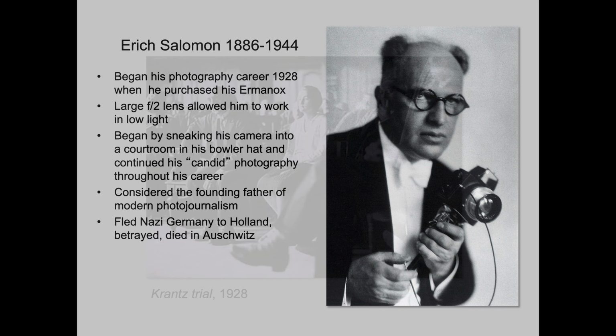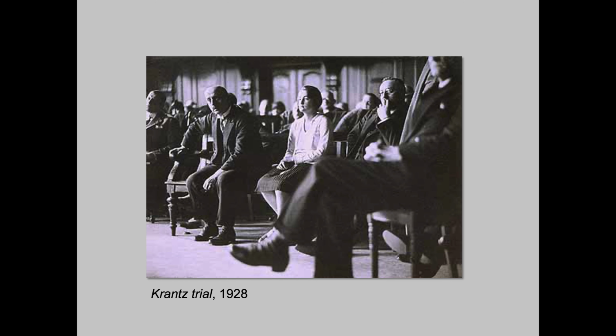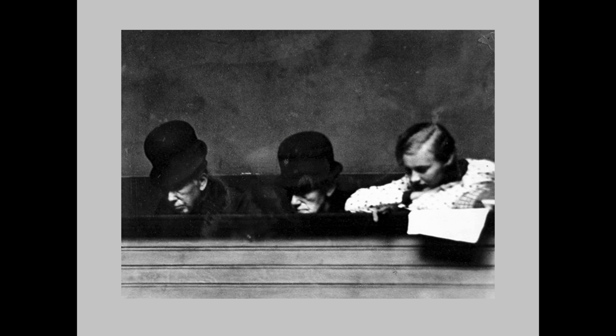So he discovered photography in 1927, and soon after that he bought his first Ermanox. And that small size and fast shutter allowed him to be pretty inconspicuous as he went to these trials. So he would sneak it in his hat, as I mentioned, and he photographed things like the Krantz trial, which I had to look up myself, but it was a major murder trial in Germany in 1928. And these images were then published in Berliner Illustrierte Zeitung, which launched his career as a photographer. So they were published as news photographs.